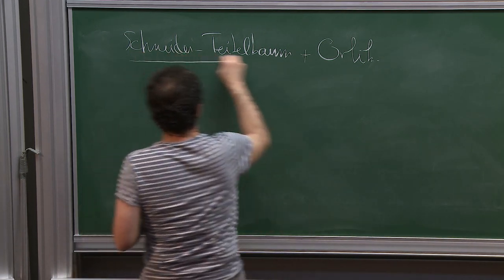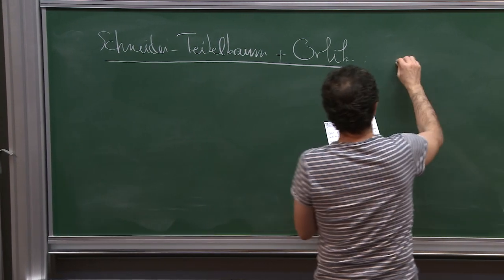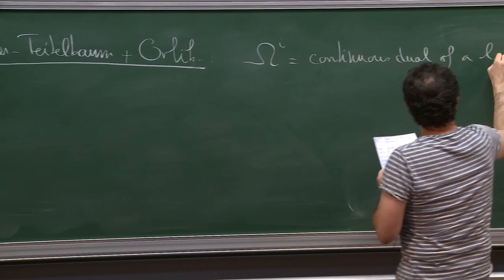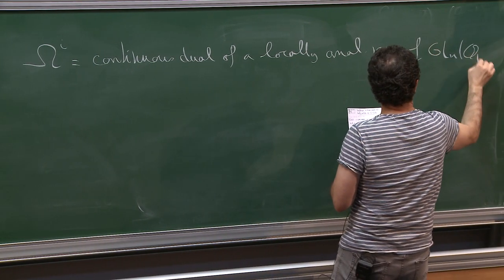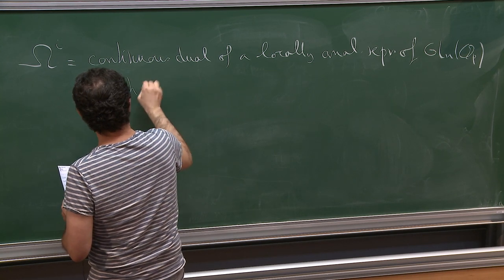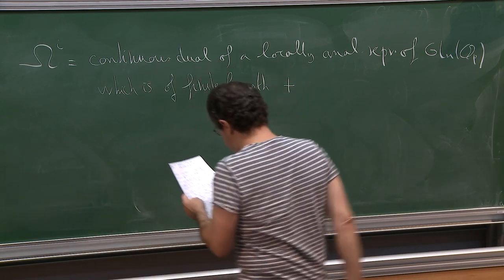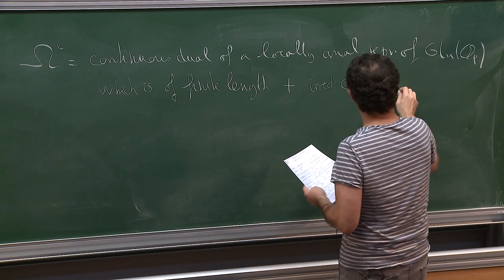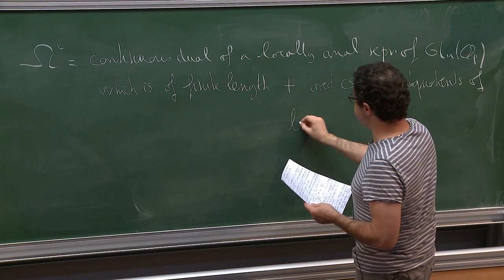So, I'm not going to tell you everything they prove, but in particular, the following is contained in what they prove. They prove that omega I is a continuous dual of a locally analytic representation of GLN of QP, which is topologically of finite length, and such that its topological irreducible constituents are always subquotients of a locally analytic principal series.